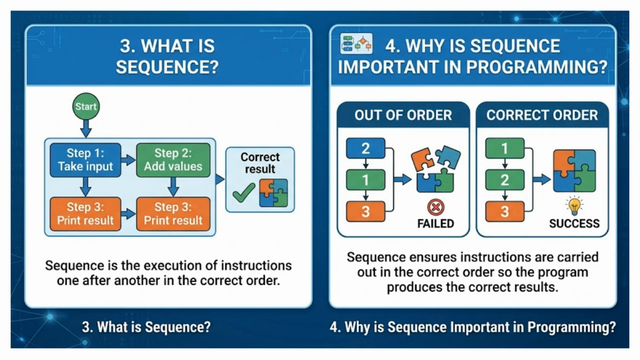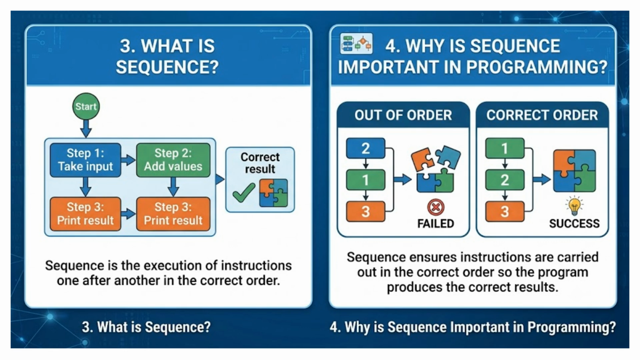Why is sequence so important? Computers follow instructions exactly as they are written. If the instructions are arranged in the wrong order, the program may fail or produce incorrect results. For example, imagine trying to display a calculation before performing the calculation. The result would be incorrect or unavailable.